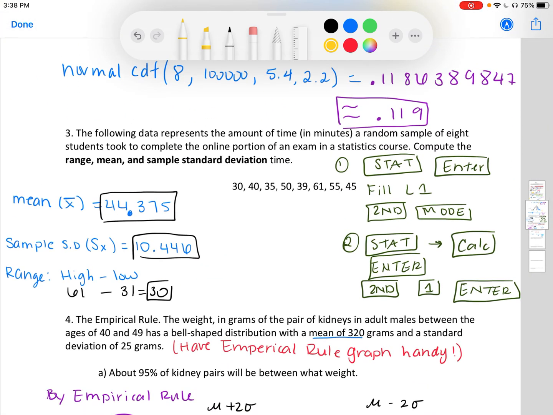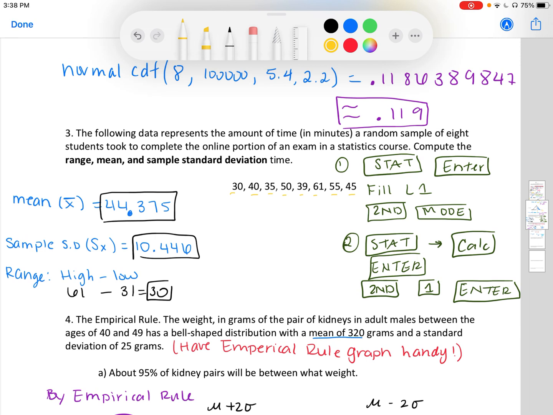3. Remember how to use raw data to find some key points in statistics. So this question reads, the following data presents the amount of time in minutes a random sample of 8 students took to complete an online portion of an exam in a stats course. Compute the range, mean, and sample standard deviation. So we have 30, 40, 35, 50, 39, 61, 55, and 45.